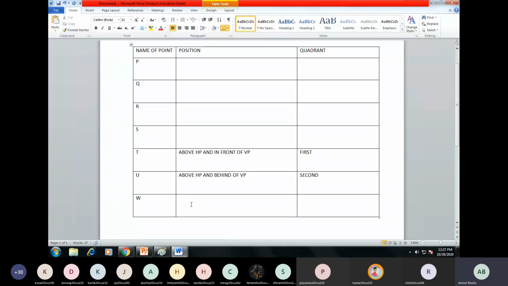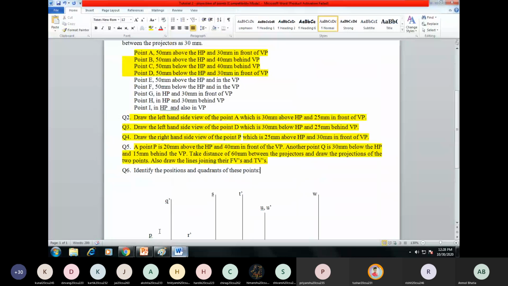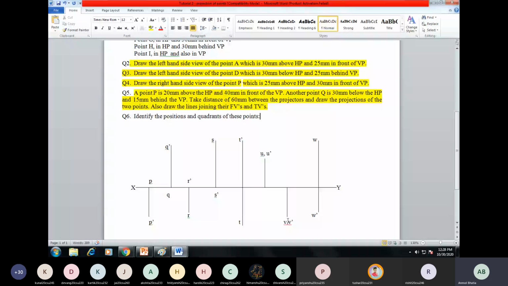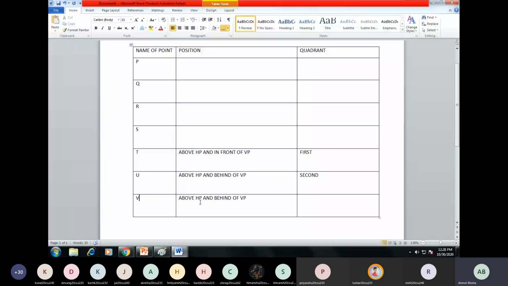Here what will happen? Below HP. Right, after W there is the V point, UV, this is the V point. This is below HP and behind VP because this is in the third quadrant. Below HP and behind VP, right? This would be the third quadrant situation, and the last one is the fourth quadrant situation, which is W.